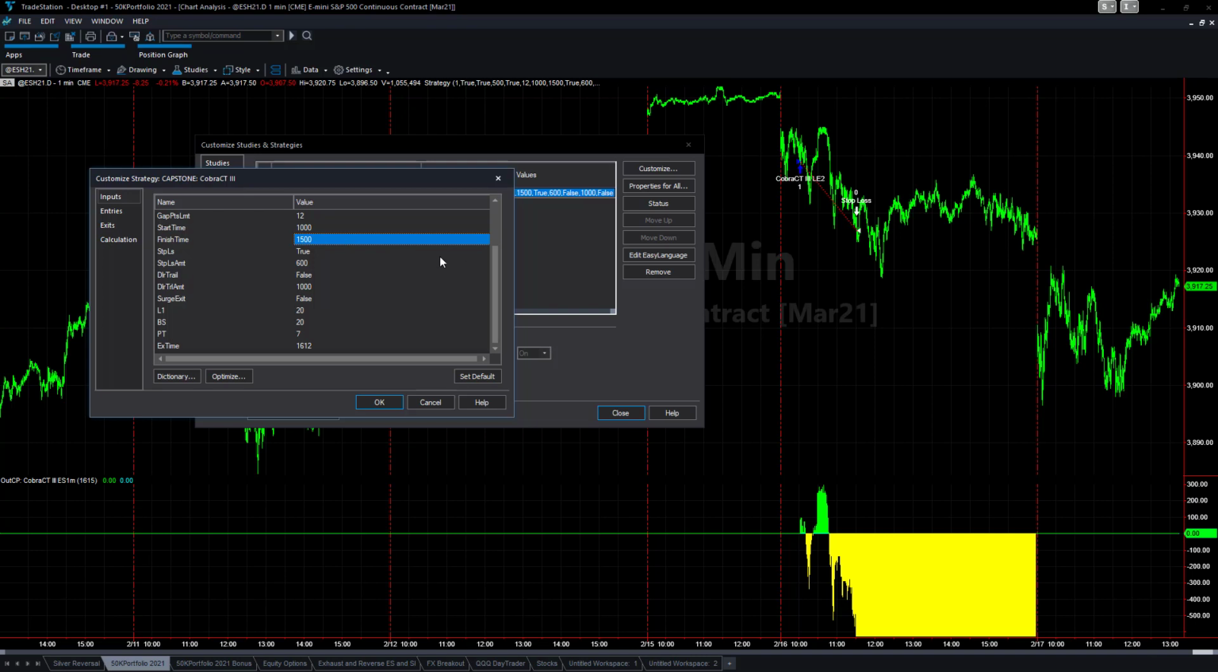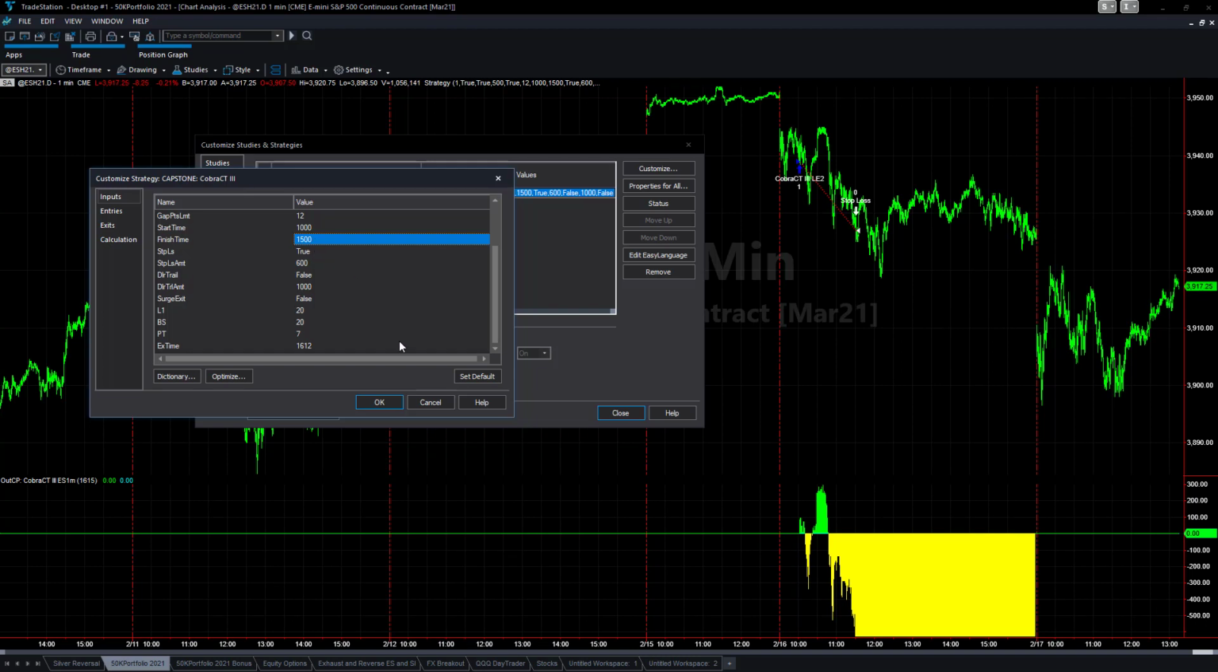This input would be 3 p.m. Eastern Standard Time, which is when it stops taking trades. That means that there's 1 hour left in the trading session, the day session for stocks, 1 hour and 15 for the futures. So it stops trading at 3 p.m. Eastern Standard Time. This would be 1400 if you were on Central Time, and 1200 if you were on Pacific Time.